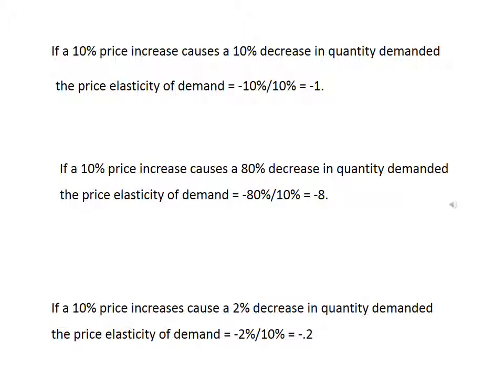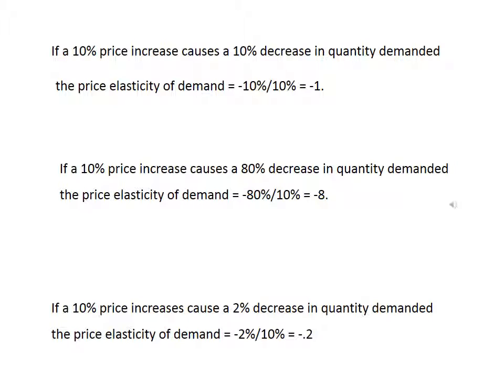Now the price elasticity of demand is going to be negative 80% divided by 10%, which is negative 8. This is much bigger in absolute value than the negative 1. When we talk about price elasticity of demand being big or small, we usually refer to absolute values because the price elasticity of demand is always going to be negative due to the law of demand, due to changes in price and changes in quantity demanded going in opposite directions.